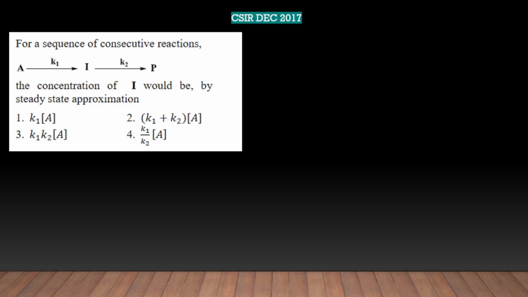This is from your CSIR December exam conducted in the year 2017. Before this were the June exams. It says: for a sequence of consecutive reactions, that is A to I with rate constant K1 and I to P with rate constant K2, the concentration of I by steady state approximation would be? So the reactions here are A to I with rate constant K1, and I to P with rate constant K2.